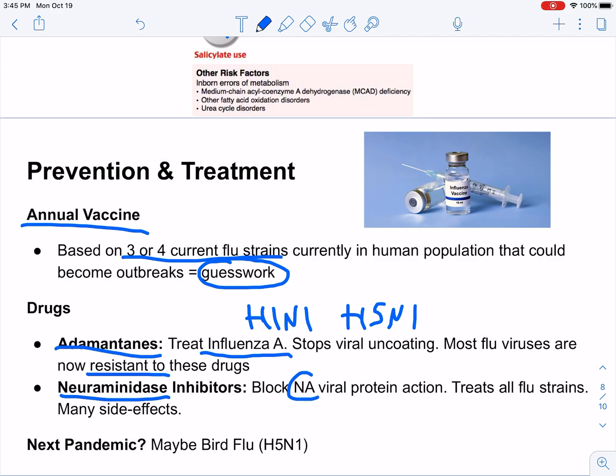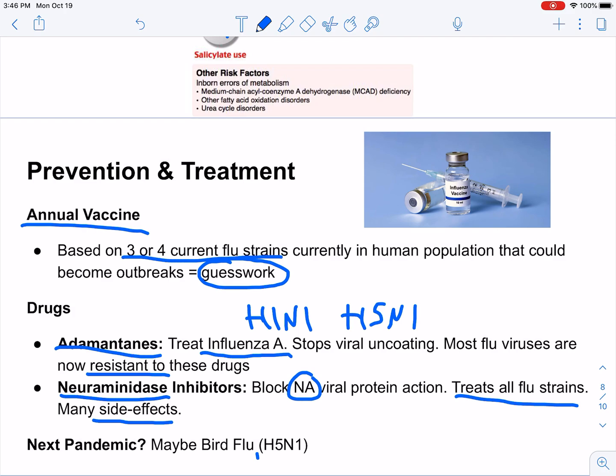There's also neuraminidase inhibitors, and again, hopefully you recognize that word. That is the NA protein, the one that usually strips away that protective layer on the cells. It disrupts the function of that. It can treat all flu strains, since all flu strains have that neuraminidase protein. But there are some weird neurological side effects that have been reported.